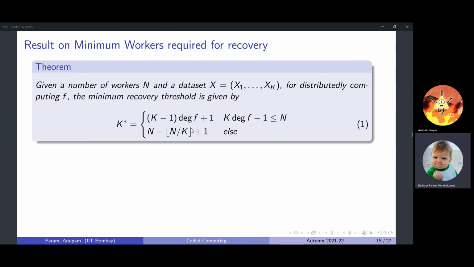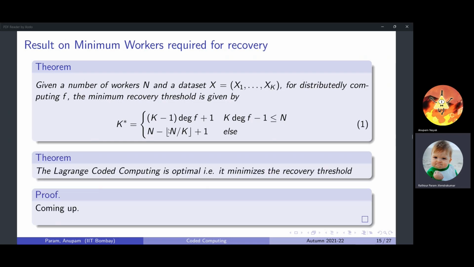Now here's the crux of our approach, the approach discussed in the paper, that is Lagrange coded computing. The framework is such that it achieves this optimal k star. And how do we prove this? That will come up later.